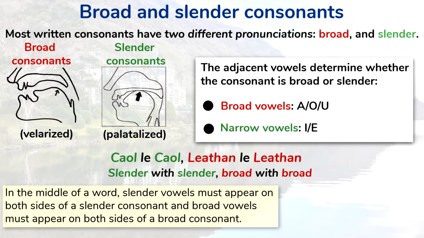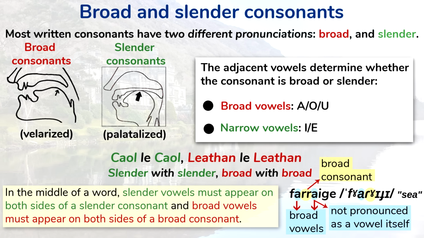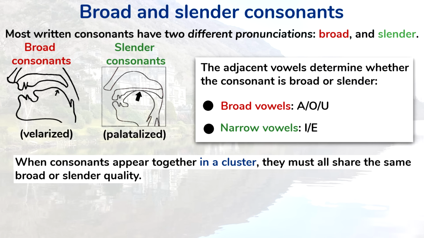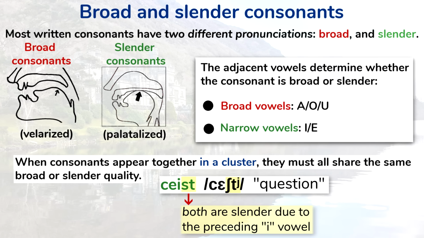This means that in the middle of a word, slender vowels must appear on both sides of a slender consonant, and broad vowels must appear on both sides of a broad consonant. For example, farraige. Here the R, or double R, must have a broad vowel both before and after, even though the one after it is not pronounced as a vowel itself. Also, when consonants appear together in a cluster, they must all share the same broad or slender quality. For example, ceist, meaning question. Both the S and T are slender due to the preceding I vowel.